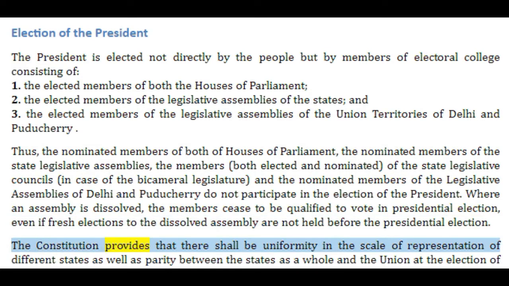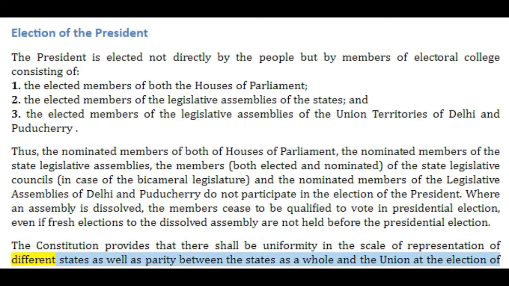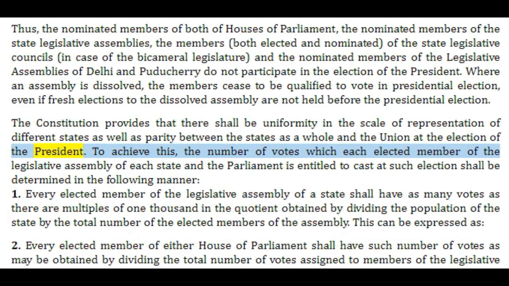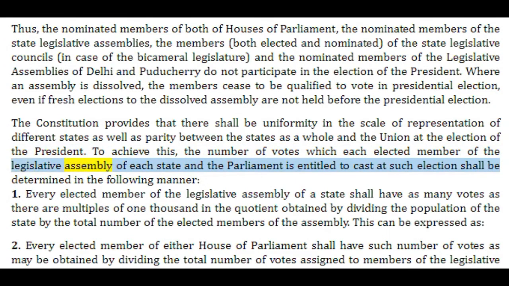The Constitution provides that there shall be uniformity in the scale of representation of different states, as well as parity between the states as a whole and the Union at the election of the President. To achieve this, the number of votes which each elected member of the Legislative Assembly of each state and the Parliament is entitled to cast at such election shall be determined in the following manner.